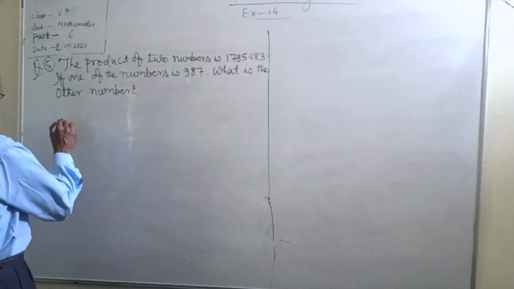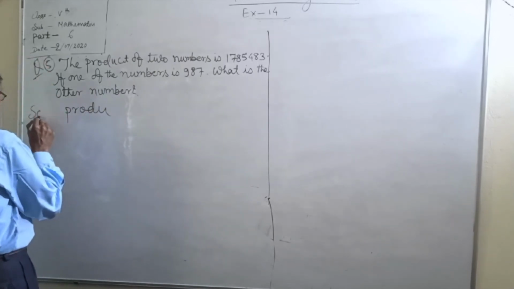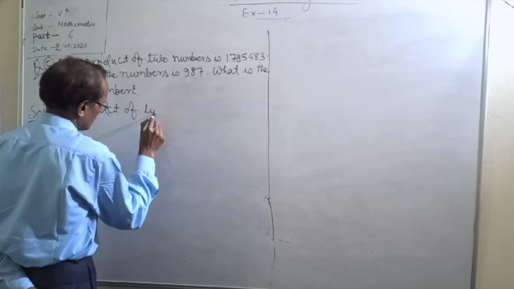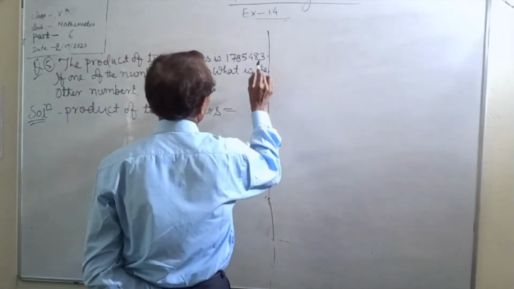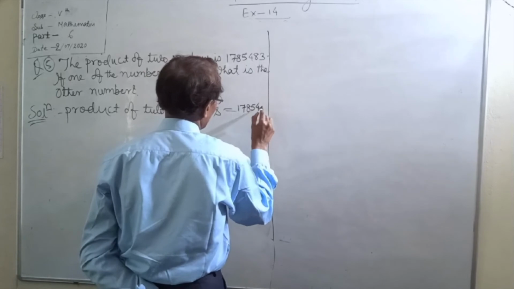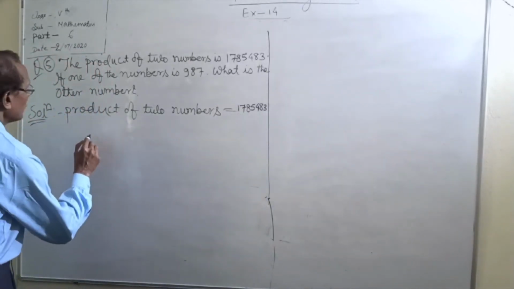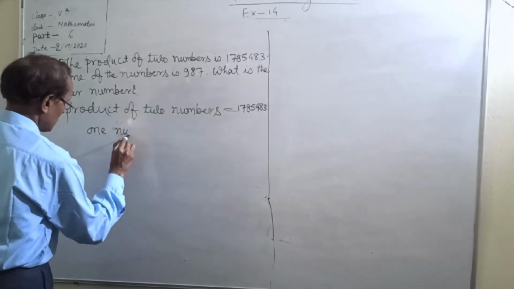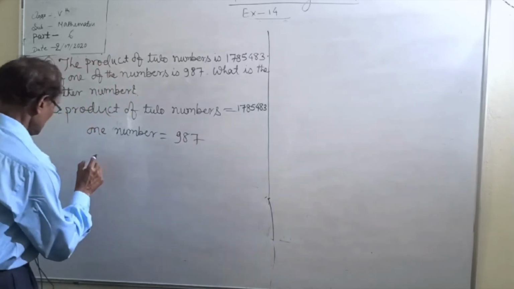Product of two numbers is given here. Write the statement: product of two numbers equal to 70,85,483. What is the product of two numbers? Product of two numbers is this, and one number equal to 987. Then what will be the other number?